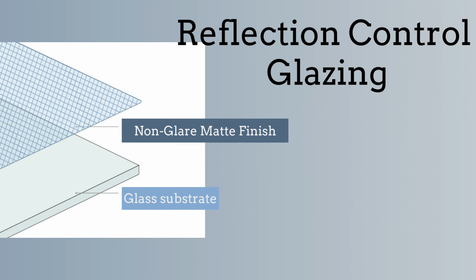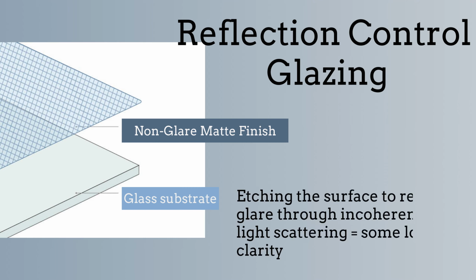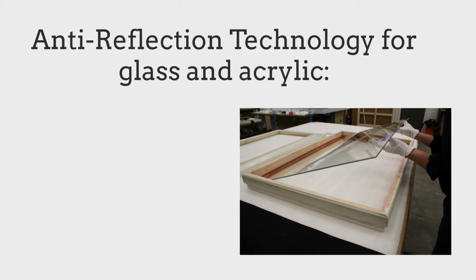Reflection control glazing can be manufactured by etching one side at a micro level, and this controlled roughening of the surface reduces glare through incoherent light scattering. While this type of anti-glare glazing can be a valuable solution in display situations of uncontrolled light exposure, this method inevitably results in a loss of light transmission and clarity. In order to enhance clarity and transmission, true anti-reflective coating technology, a far more complex process, must be employed to coat both sides of the glass or acrylic.